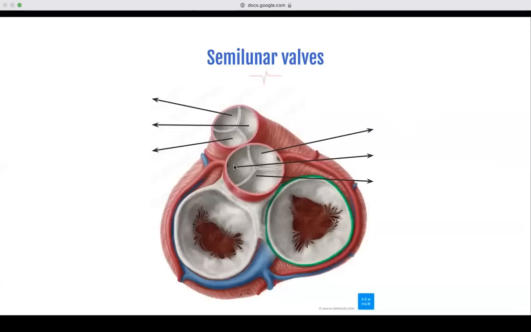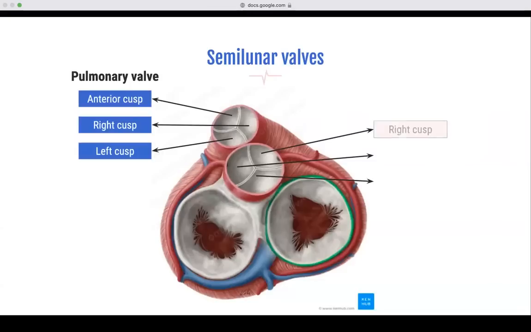Okay, and then we have the cusps. We said right, left, posterior for the aorta, and for the pulmonary valve, you have right, left, and anterior. Okay, you guys know this also.